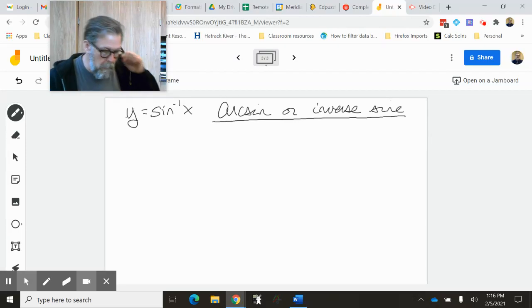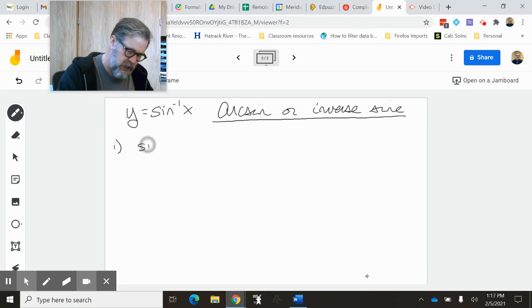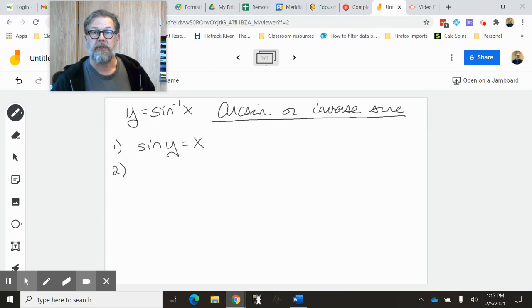All right, welcome back. What we're going to do today is find the derivative of arc sine, the inverse sine function, and we're going to do something a little bit tricky because we don't have a rule for the derivative yet. So what we're going to do is take the sine of both sides. Step one: if y is equal to arc sine of x, then sine of y equals x. And now we can use implicit differentiation.